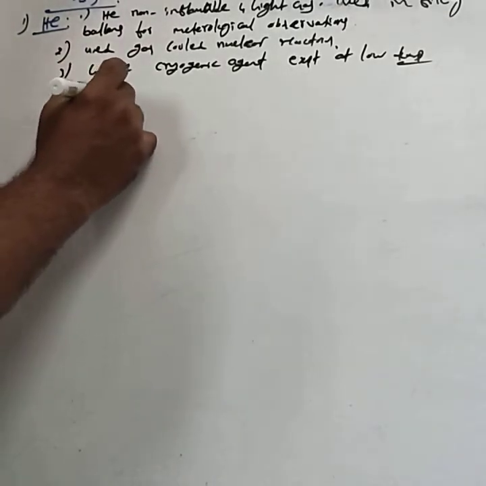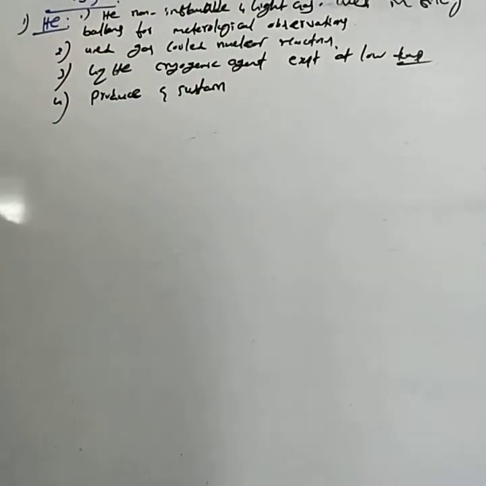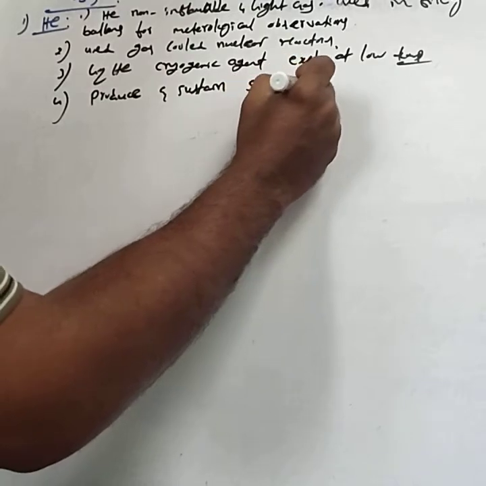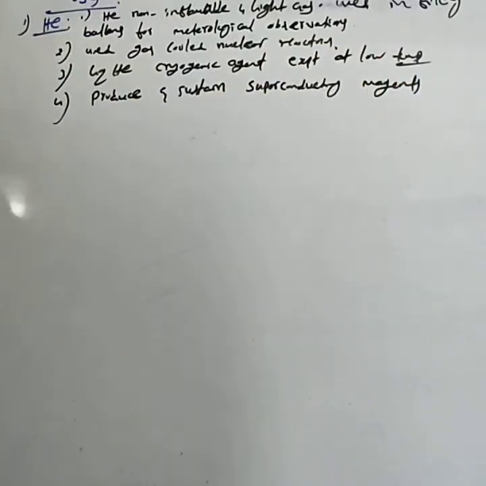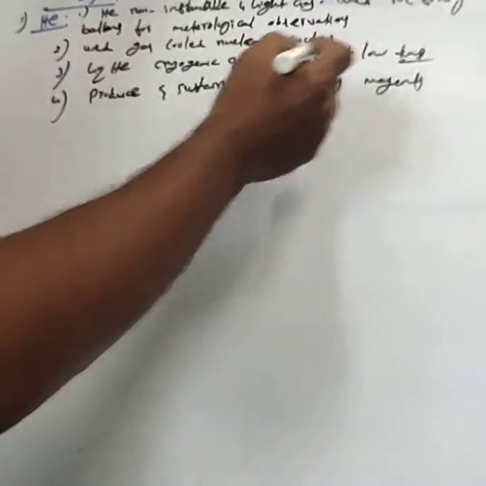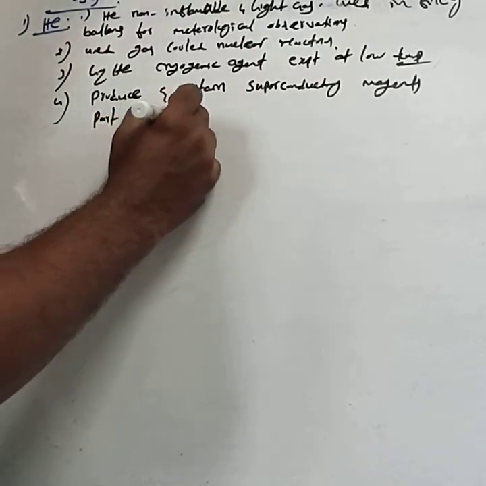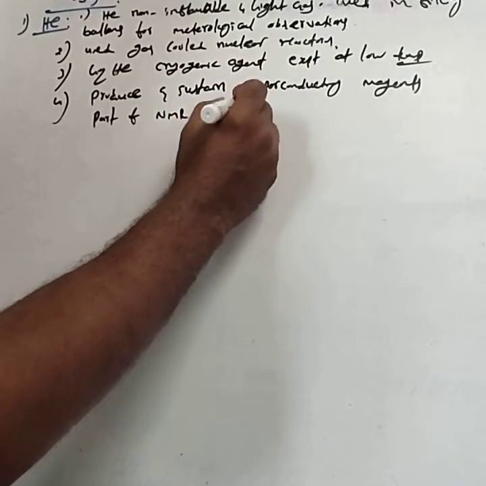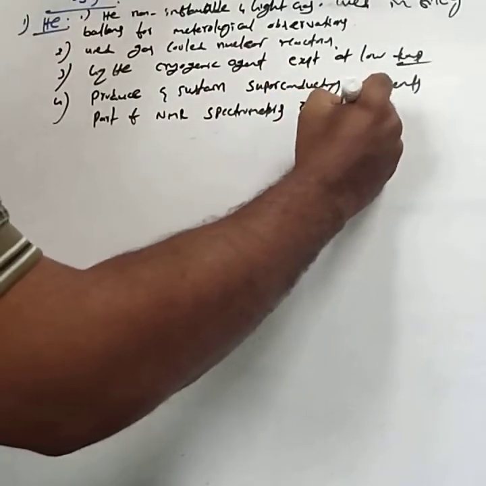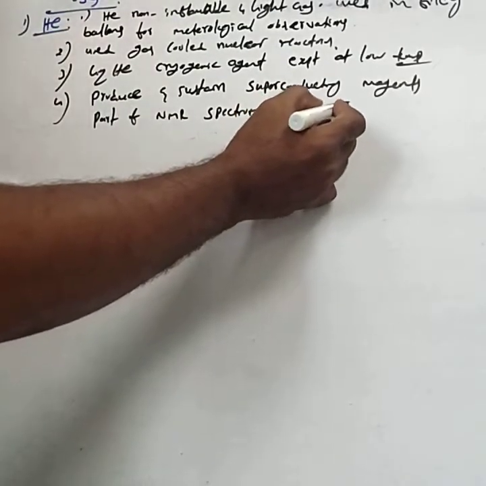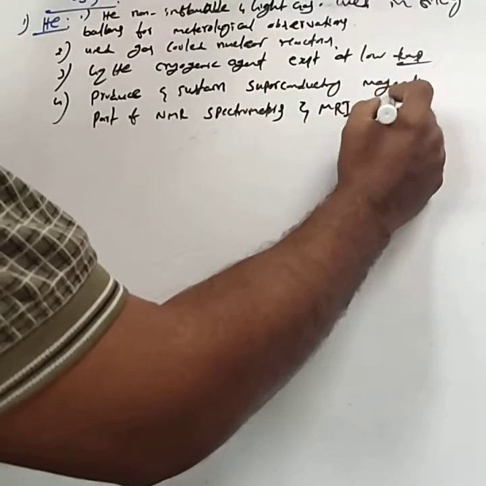Then helium is used to produce and sustain powerful superconducting magnets, which form an essential part of modern NMR spectrometers and MRI systems, that is magnetic resonance imaging, for clinical diagnosis.